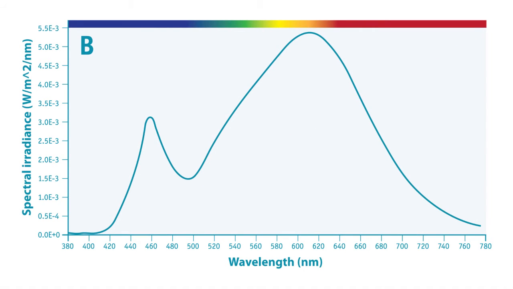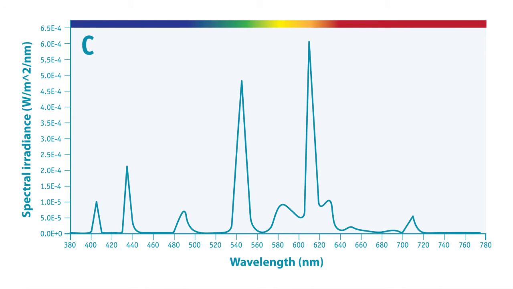B shows the spectral energy distribution of a white phosphor-based LED with a CRI of 87. Note the peak in the blue area. This is a blue LED which is coated with phosphor to create white light. Depending on the phosphor composition, LEDs may have CRI values of 98.